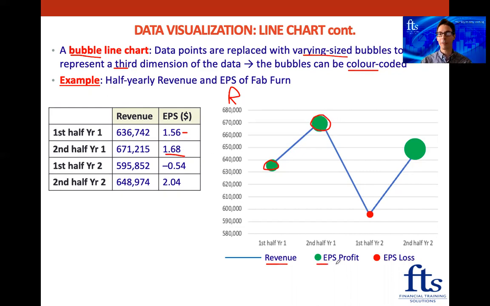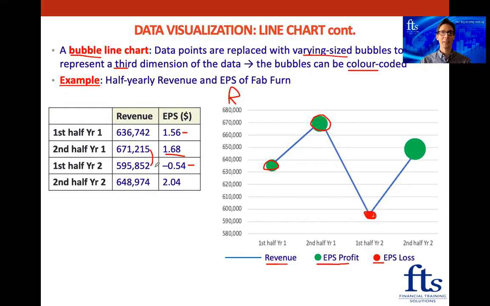So if we have profit, we've got green bubbles. The bubbles can be color coded like we said there. So there we've got nice green bubbles. But in this first half of year two, there was a bit of a wobble here. The revenue took quite a drop. And then once we've taken off all of the expenses from the revenue, we actually come out at a loss. The earnings per share is in a loss. So now we need to show that in a red color. But it's only 54 cents. So it's quite a small bubble, but it's red nonetheless.